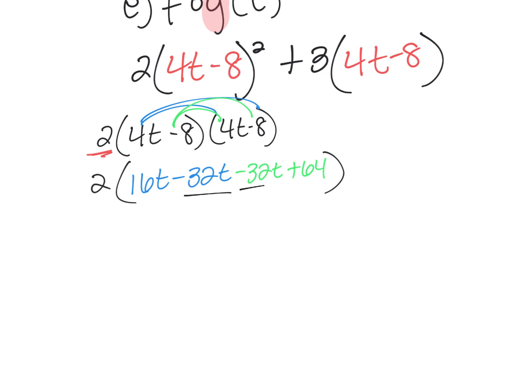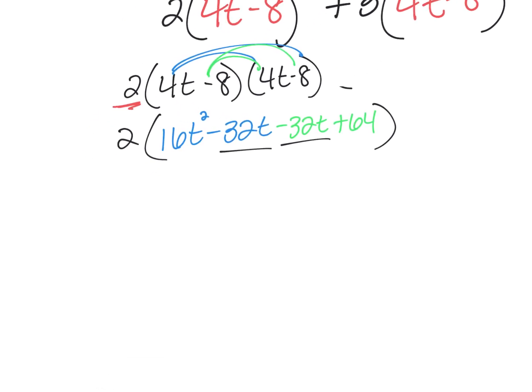Ooh, I see I made a mistake. This right here, 16t, should be 16t squared, because it was 4t times 4t. You probably already caught that. All right, so now I still have my parentheses. So this would be 16t squared, dropping that down. Combine your like terms, that gives you -64t. And then drop down that 64. Now I believe I'm ready to distribute that 2 in.